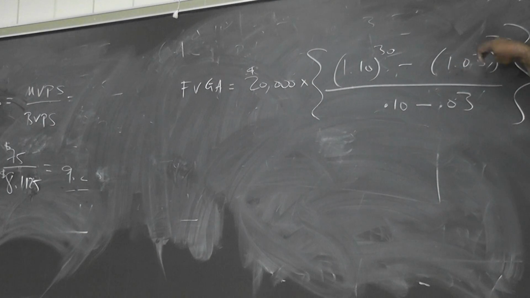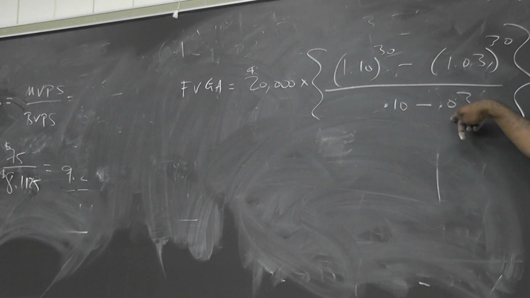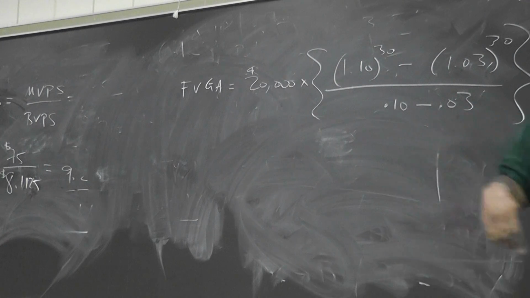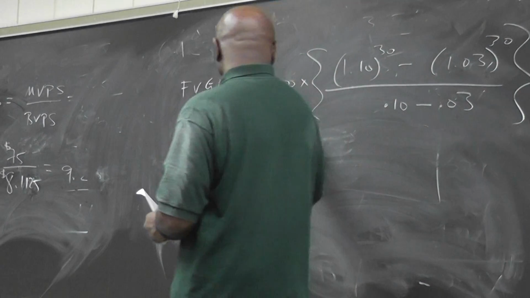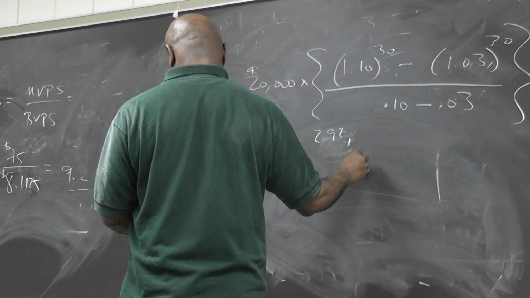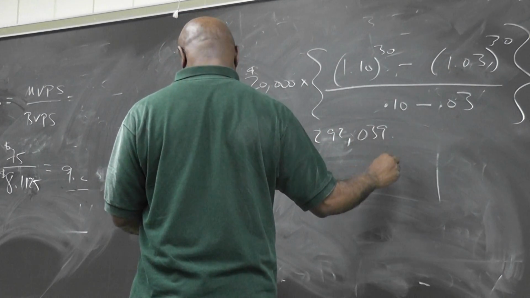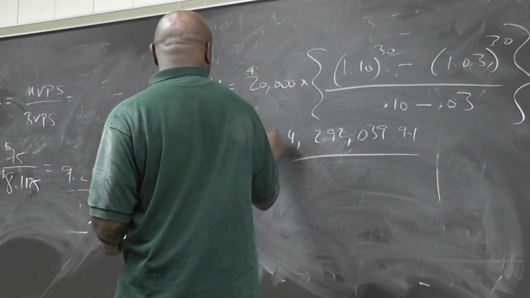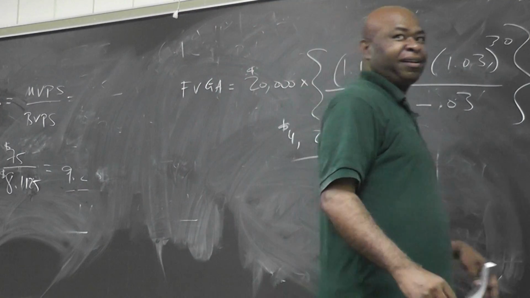1.03 raised to the power 30, I close my bracket, and then I press equals. Whatever I get, I divide by 0.07, and then whatever I get, I multiply by 20,000. If I do that, I get 4,292,039. Yes, that's what I got. Is that what you have? All right, so that means that you're doing it correctly.